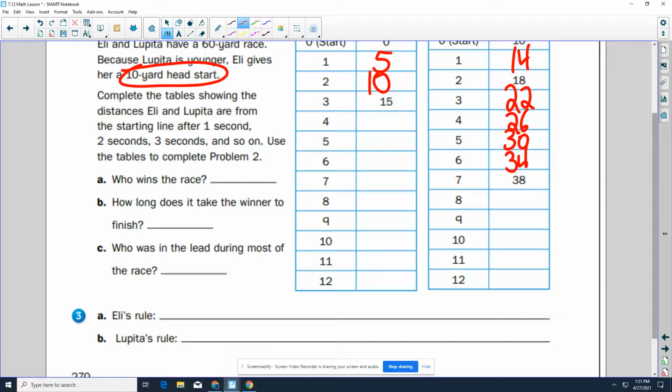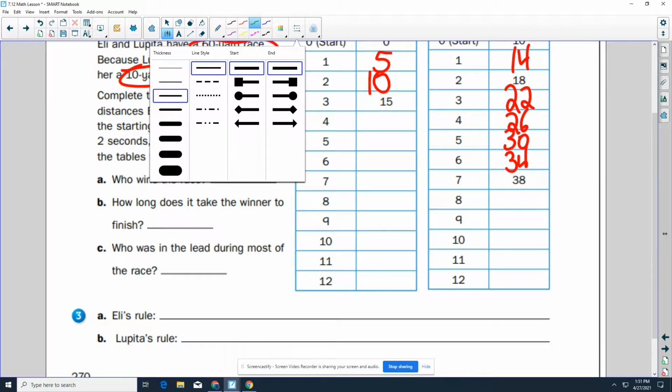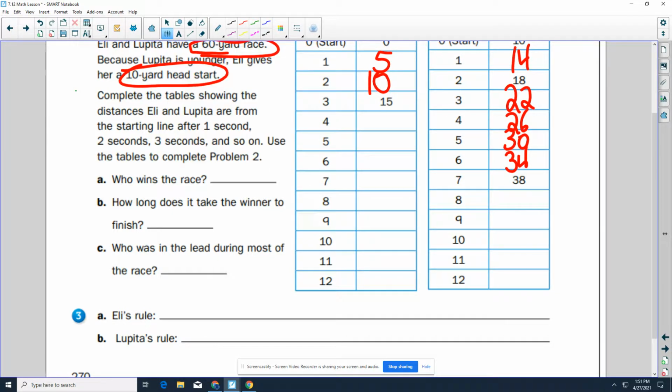And the one thing to keep in mind is that the race is 60 yards. So we want to know who reaches 60 yards first. And then who is in the lead the most during the race. And then Eli's rule and Lapita's rule. So go ahead and take a moment, pause the video. I want you to fill in the rest of this chart and see if you can answer those questions.